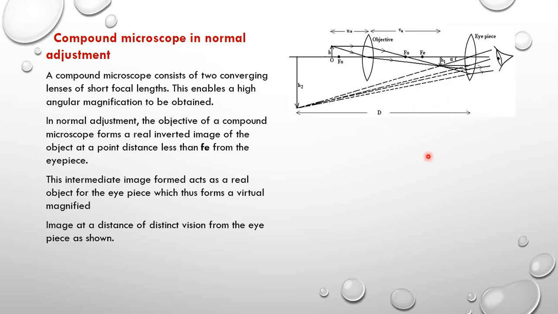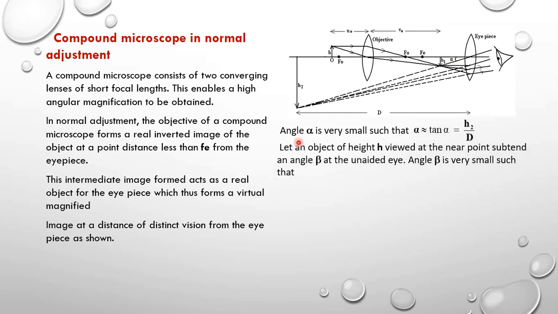So m is alpha divided by beta, where alpha is opposite h2 divided by adjacent, which is d, since alpha is a small angle in radians. So we shall have it as h2 over d, and then our beta is going to be opposite, which is h, over d. That will give us the angular magnification as alpha divided by beta, which is h2 over h. I can write this as h2 over h1 times h1 over h. This does not change the meaning.